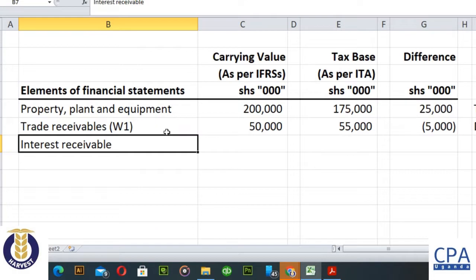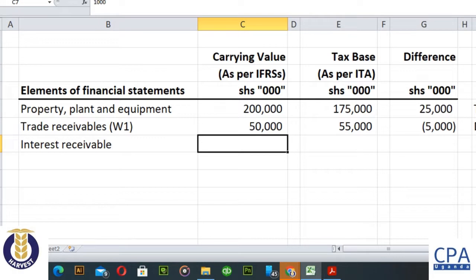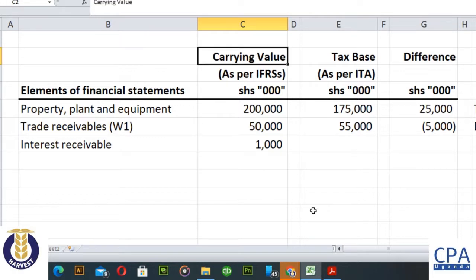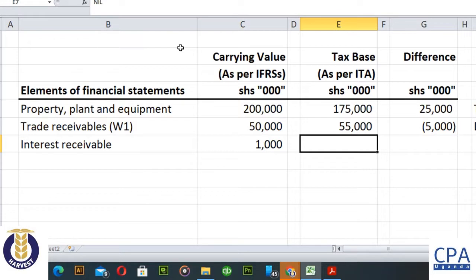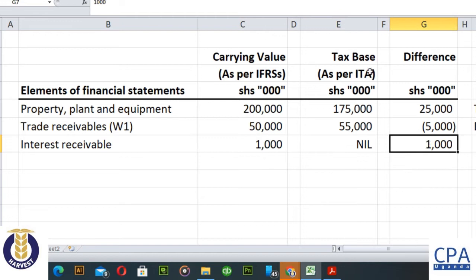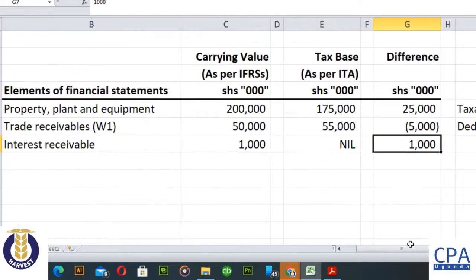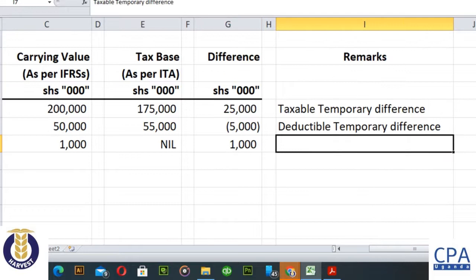So when it comes to our deferred tax computation schedule, you will recognize the 1 million as per the IFRS, the carrying value. And then because interest is recognized on a cash basis, we shall not have a tax base for that element. So that is a 0 or nil, which gives us a difference of 1 million right there. Because it is positive, it qualifies to be a taxable temporary difference.